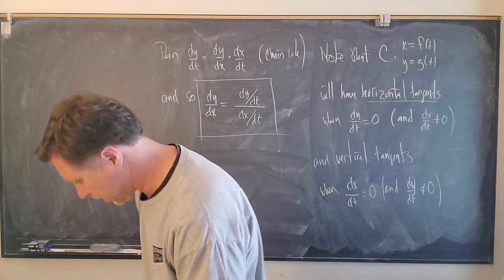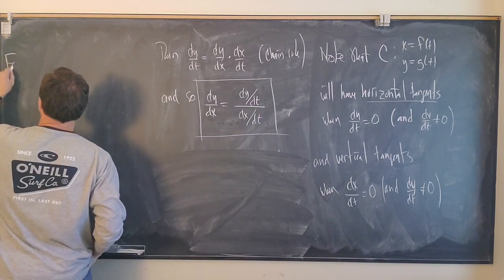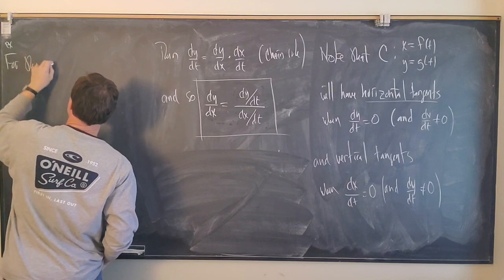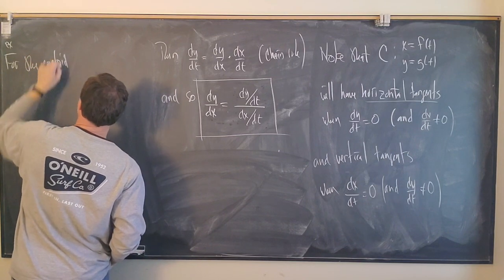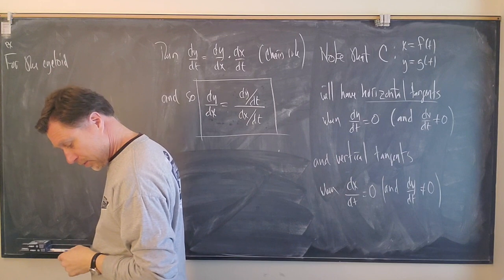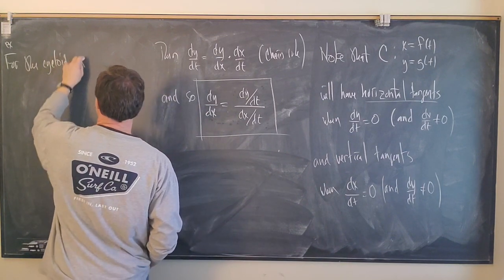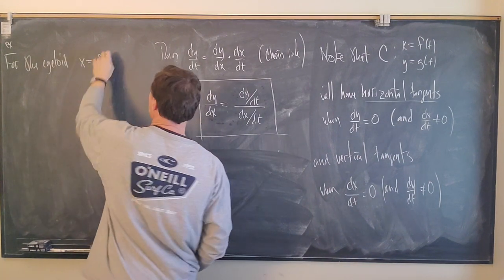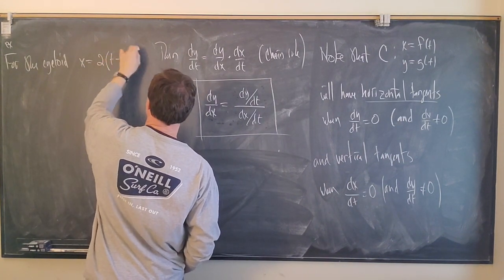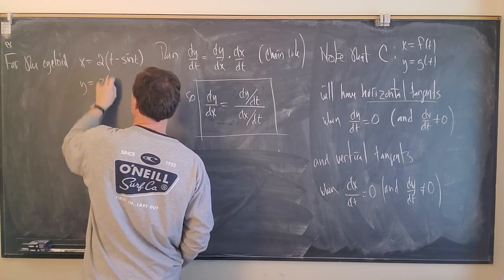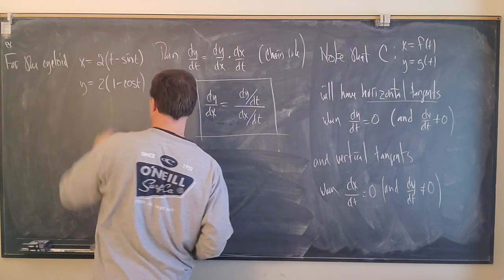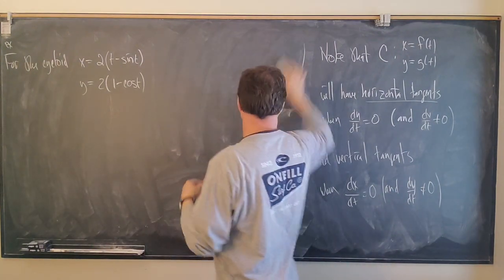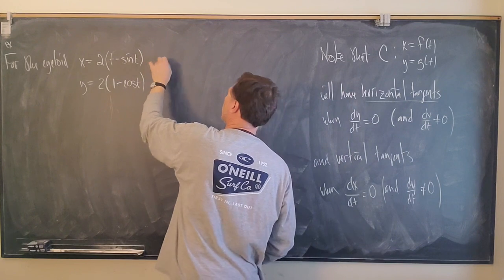Okay, so let's try an example here for the cycloid. So this is an example for the cycloid. So this is going to be x equals 2 times t minus sine t, the radius 2 cycloid, and y equals 2 times 1 minus cosine t. All right, so remember the cycloid, that's what you get when you roll a wheel. Let's do this where t is greater than or equal to 0.